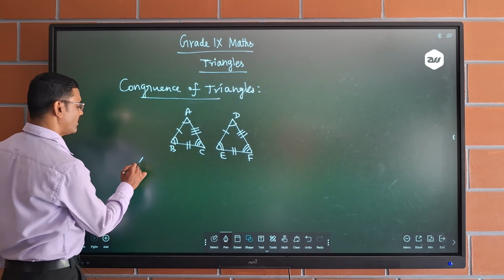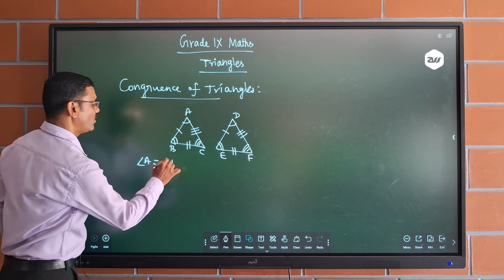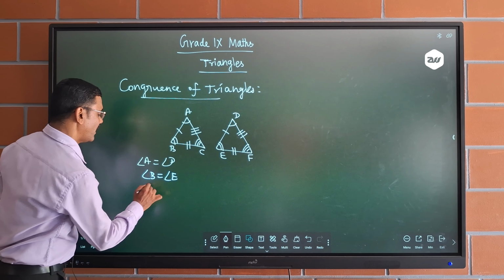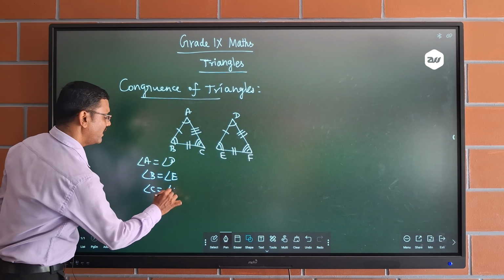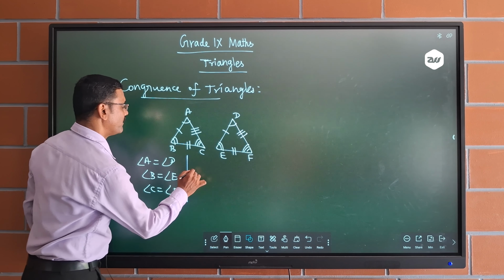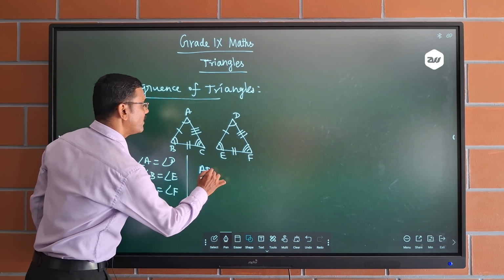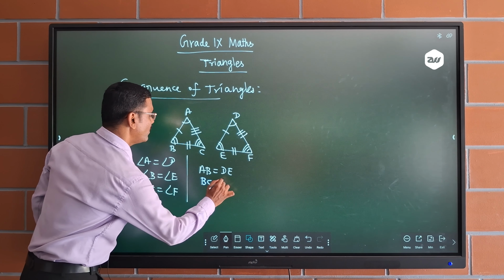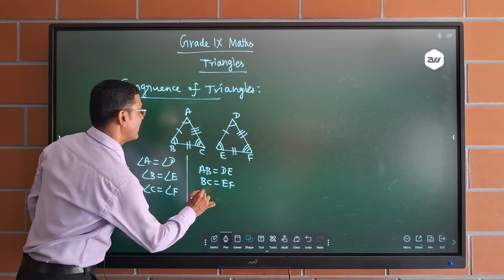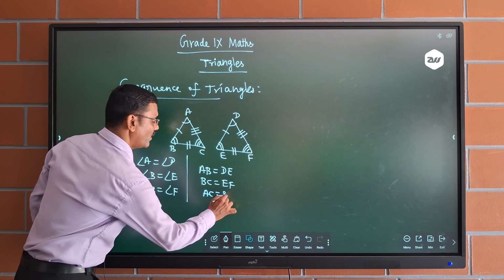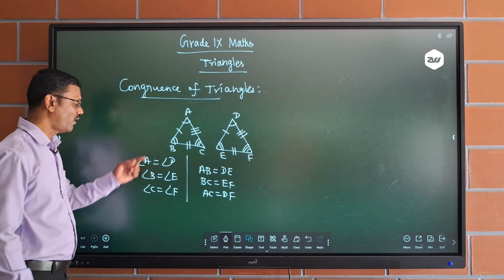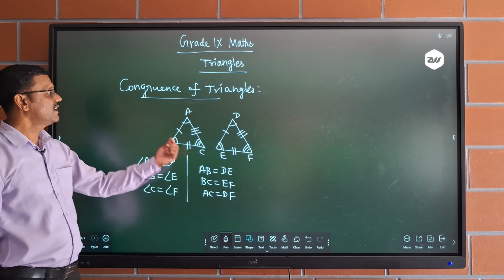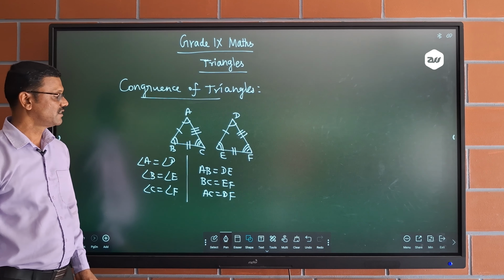How to write it? Angle A is equal to angle D, angle B is equal to angle E, angle C is equal to angle F, and side AB is equal to side DE, side BC is equal to EF, as well as AC is equal to DF. So if all six conditions are satisfied, we say that they are congruent triangles. Okay?